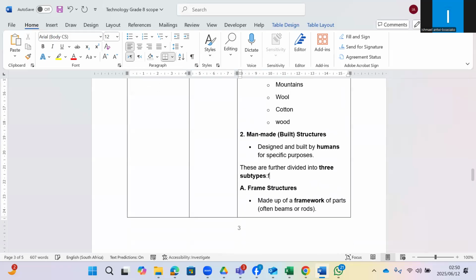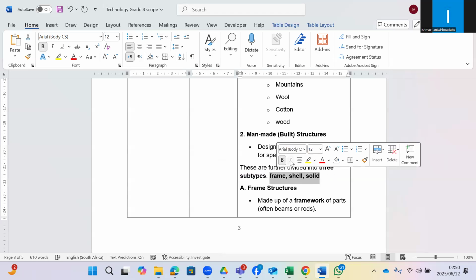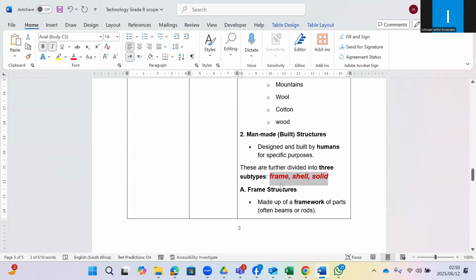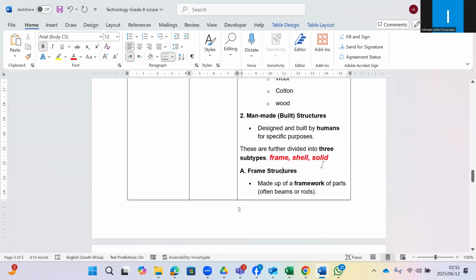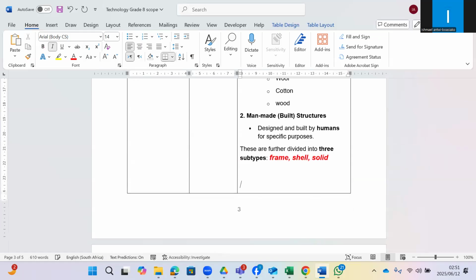We have the frame, we have the shell, and then we have the solid. So the three subtypes of man-made structures are these: the frame, the shell, and then the solid structure. Now, how do we differentiate between these three?